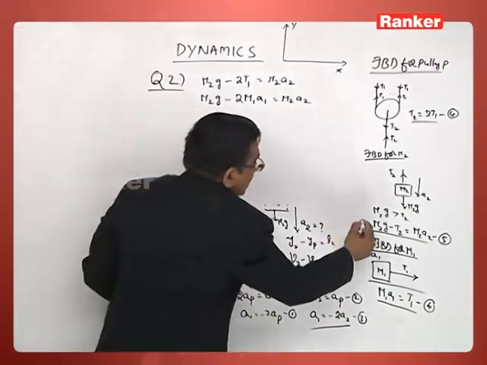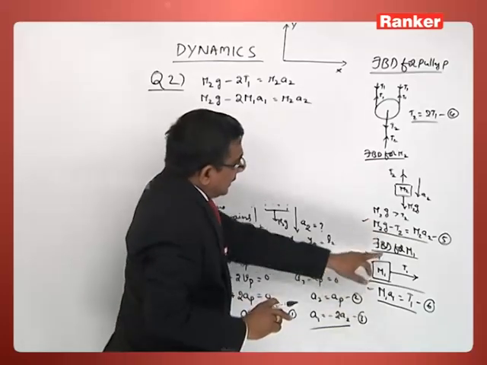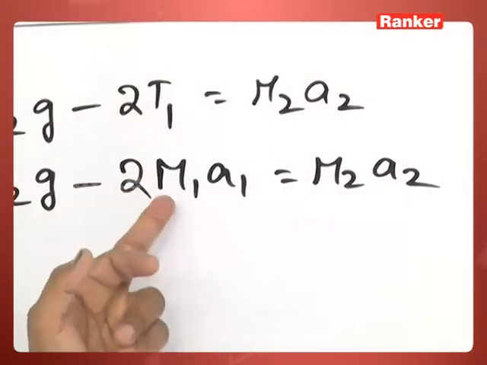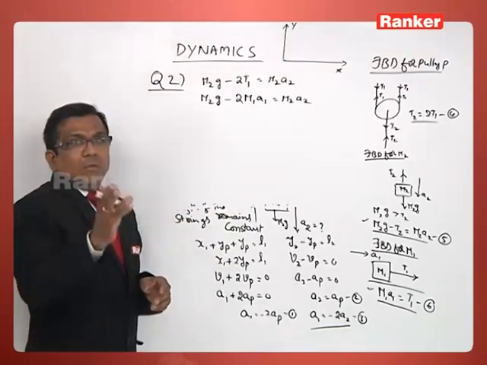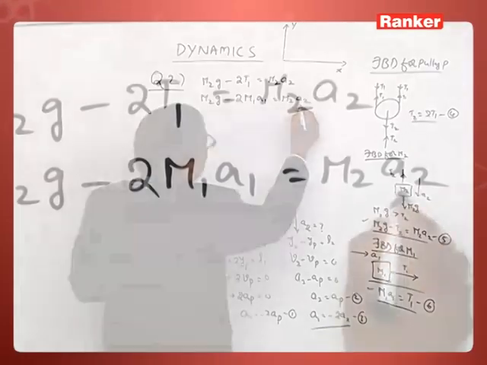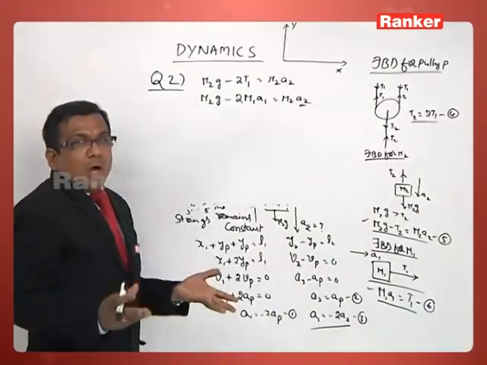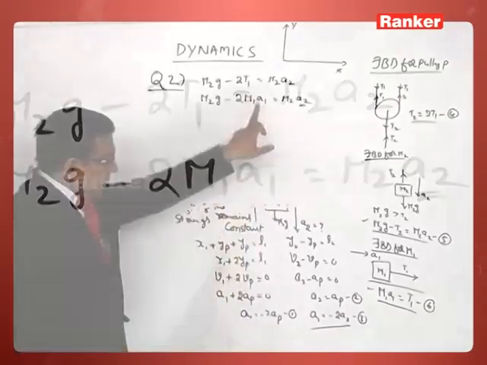By using these two equations, we eliminated t2, and in place of t1 we have written m1 a1 from equation 6. But finally, what do you want? You want the acceleration of the block m2, which means a2 I require. How do I get a2? I have to eliminate a1. How do you eliminate a1?